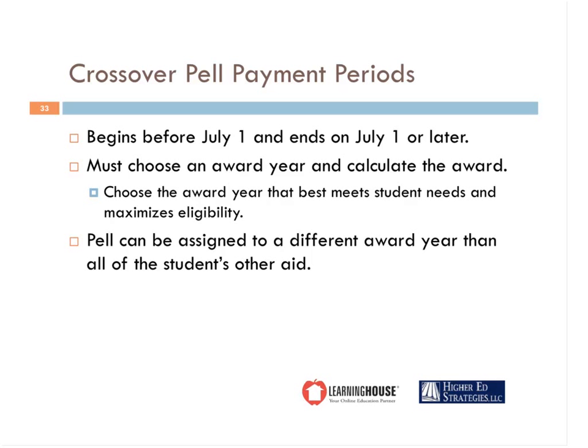This is something that it does take financial aid professionals some time to get used to, but keep in mind that Pell Grants can be assigned to a different award year than all of the other student financial aid. So it can get complicated. Again, this is a really good reason why you need to make sure you understand how you will apply this and that you have clear policies and procedures for how your institution will manage crossover periods in terms of both the awarding and disbursement of Pell and direct loans.